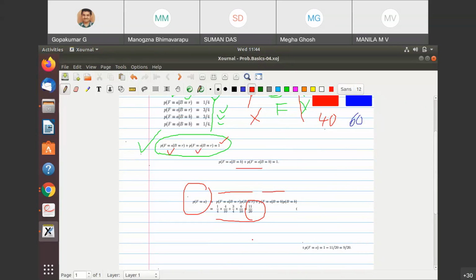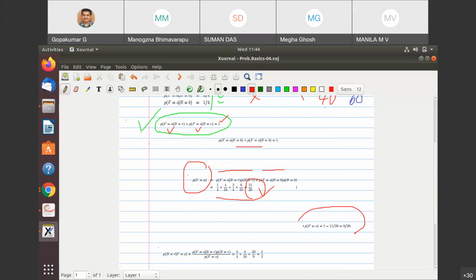And suppose we have to find out the probability that the fruit is equal to orange in the same scenario. Once you have found this one, the total probability must be such that the probability of selecting an apple plus the probability of selecting an orange should sum to 1. So we can find 1 minus 11 by 20 in this particular case, and that will give you the probability for fruit equals orange, because the total probability is 1.